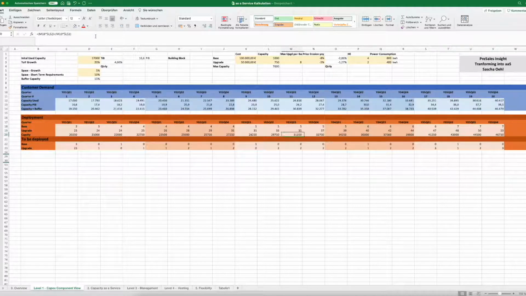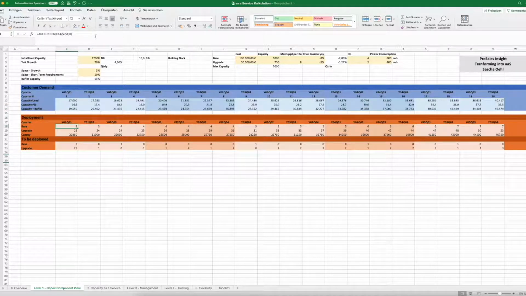Having these numbers, we can easily calculate what is the capacity that we have deployed, what is the capacity that is on site of the customer. This capacity is slightly higher than the capacity that we need because it's driven by the upgrade blocks.